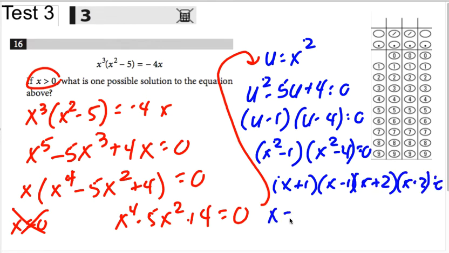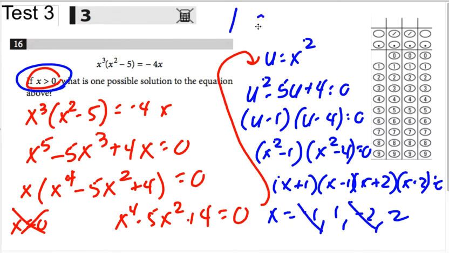So I get x is negative 1, 1, negative 2, and 2, but because we were told that x has to be greater than 0, I can cross off the two negative answers. So the answer is either 1 or 2. And it doesn't matter which one of them you pick. Don't put both, right? So you could pick 1 and just bubble 1. That's great, or 2, doesn't matter which.